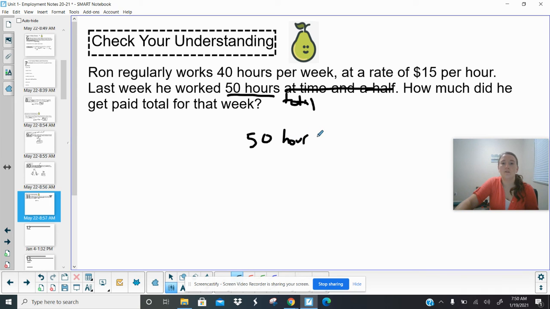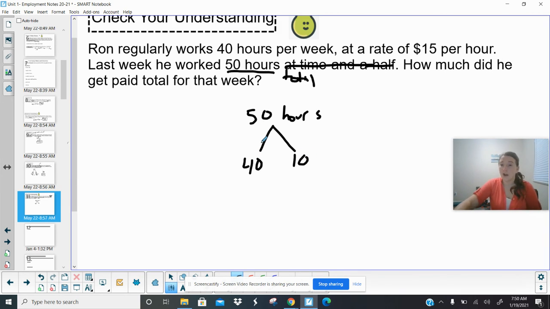So what I want you to think through first, you can try the whole problem if you think you know, but I'm going to chunk this up. 50 hours is going to get split into how many is full-time, regular hours, and then what's the overtime hours. Go ahead and try and split this up, and then we'll check. So 40 always comes first because that's normal full-time hours. That means he worked an extra 10. 40 plus 10 gives us 50.